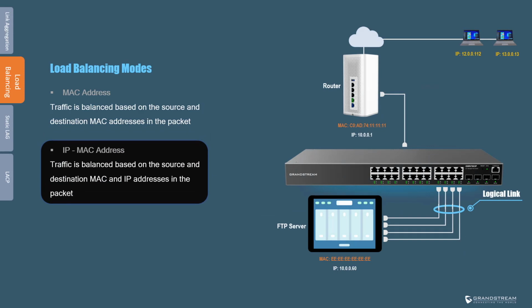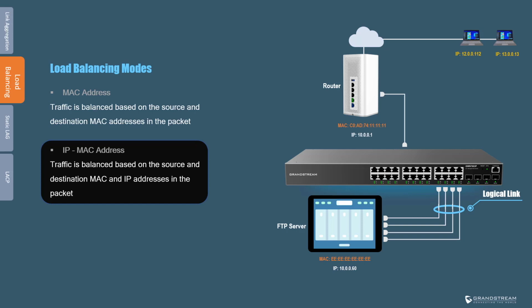In this topology, we have link aggregation configured between GWN7800 switch and an FTP server on a virtual machine. In this case, it is not suitable to load balance based on the MAC address only because all the traffic coming from the remote workers will carry the MAC address of the router when the traffic reaches the switch.